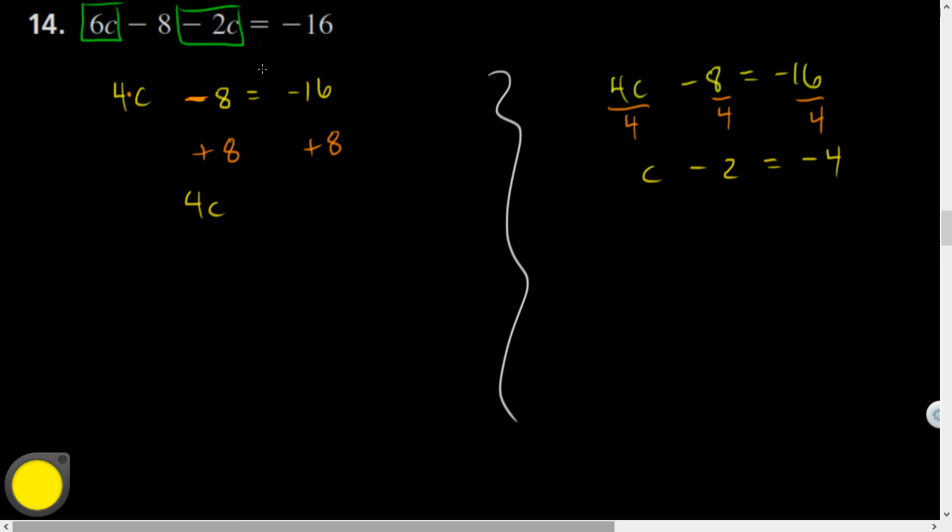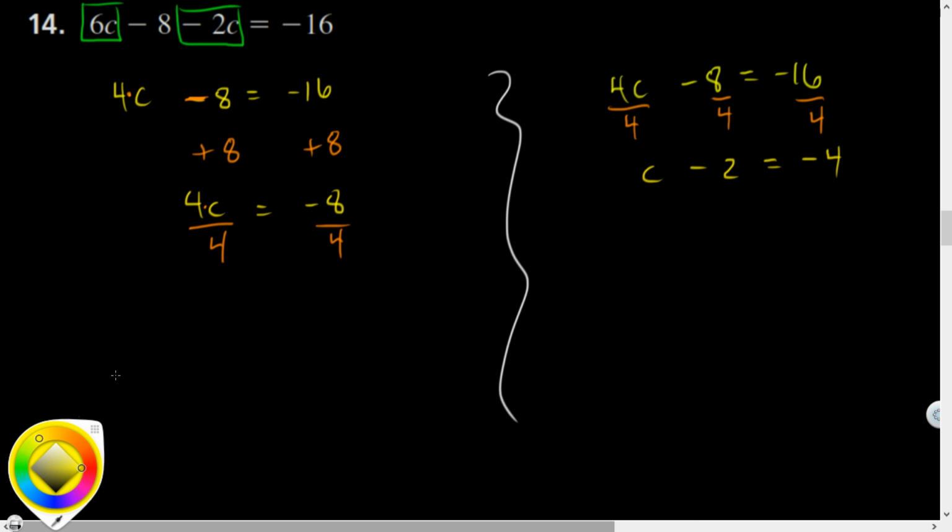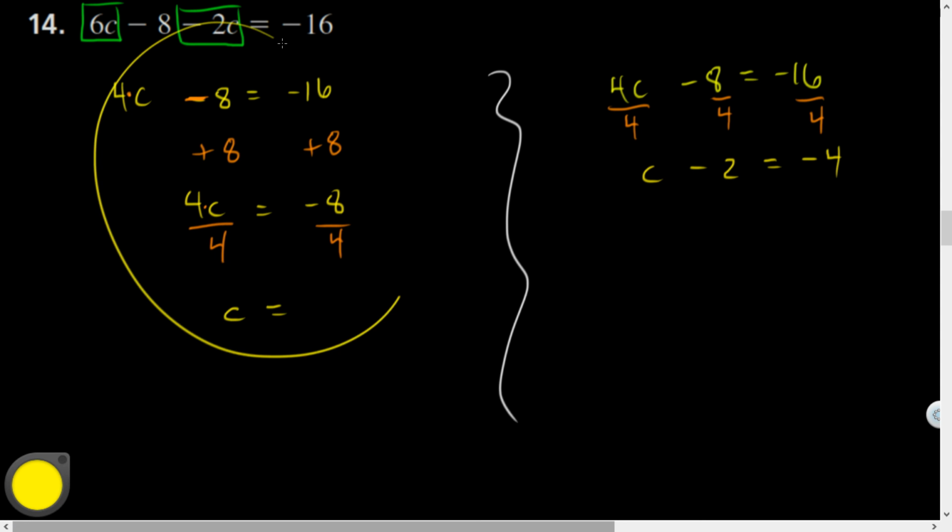So 4c, lining up my equal signs, is negative 8. And now on this one, let's not even vote. What do I do? How do I get rid of multiplying by 4, friends? Divide is the inverse of multiply. And guys, this is the work that I need to see for you to get credit on a quiz or a test. All right, I need to see this work done out.